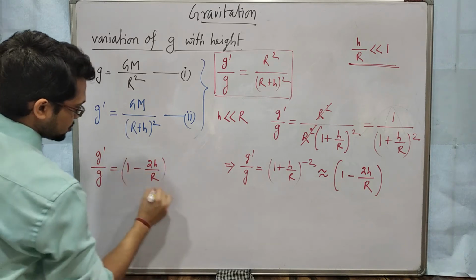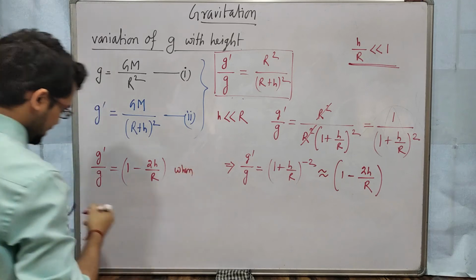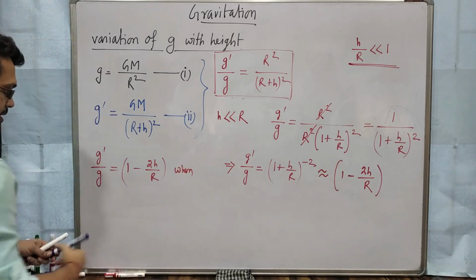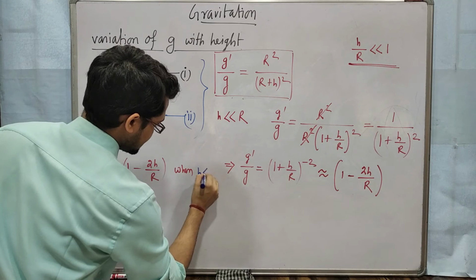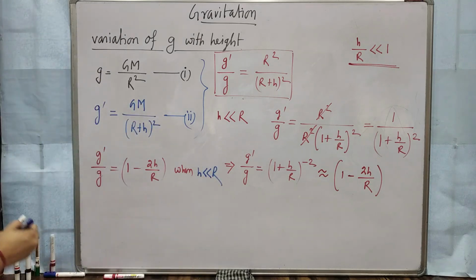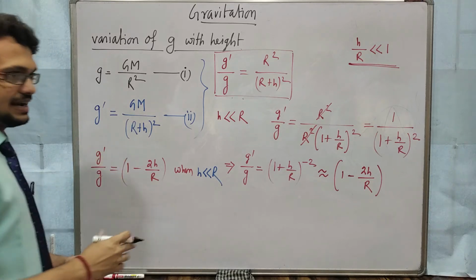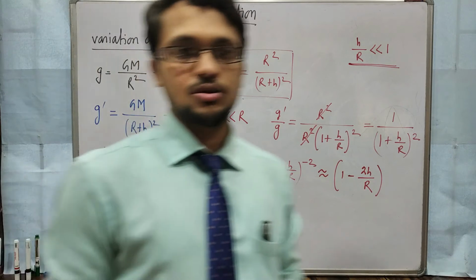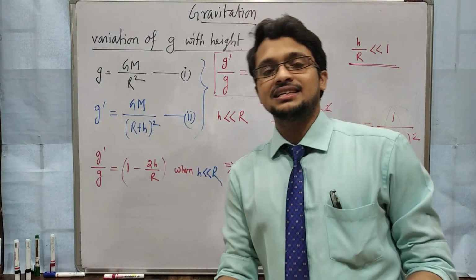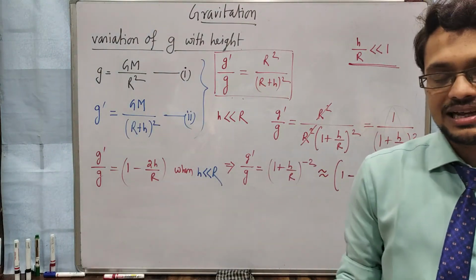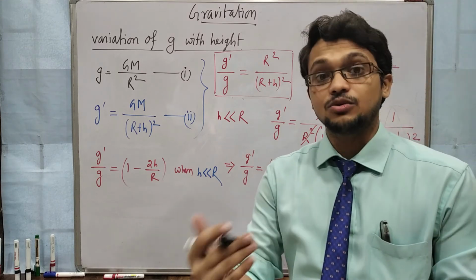This equation is true when h is very less than R. Okay, h is very less than R. So suppose height is given as 10 kilometer and you are asked what will be the percentage change in gravitational acceleration or percentage change in weight.